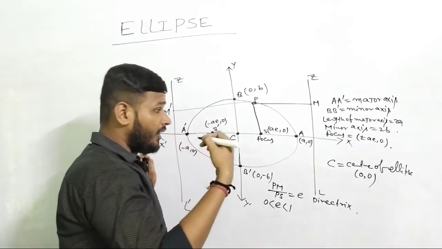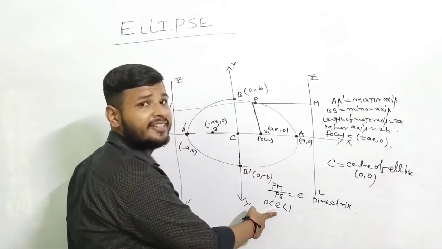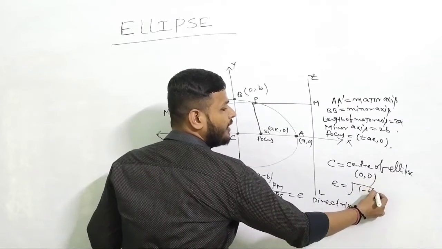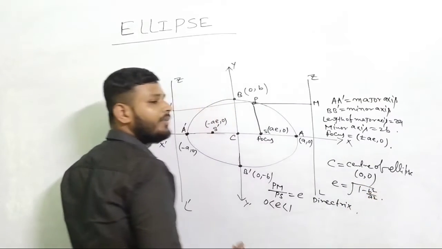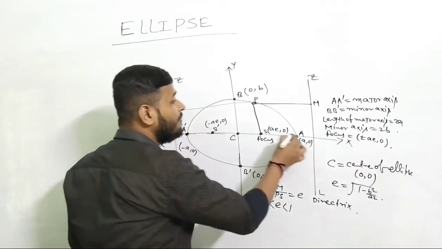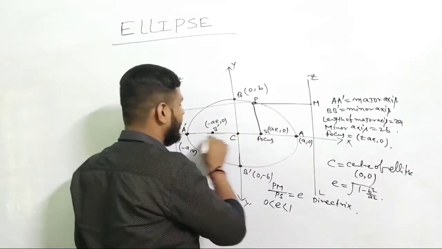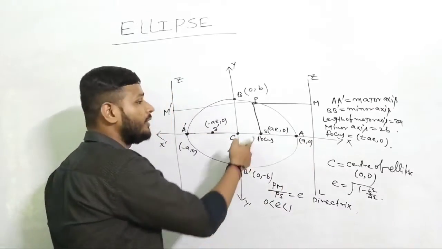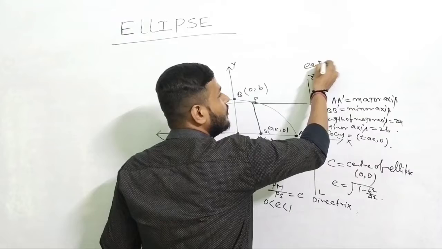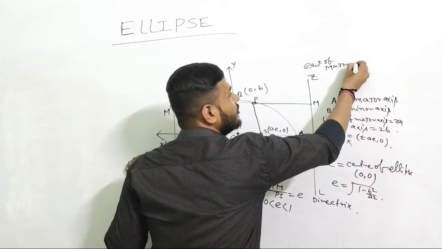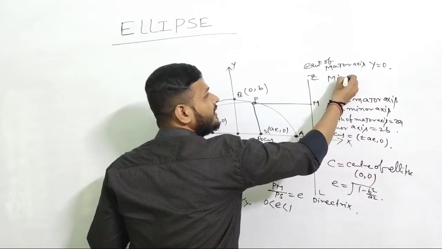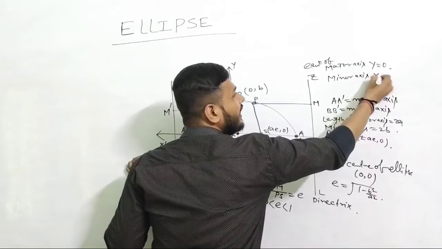And the formula for the eccentricity of the ellipse is root over 1 minus b square by a square. The major axis lies on the x-axis, so the equation of the major axis is y equal to 0 and the equation of the minor axis is x equal to 0.